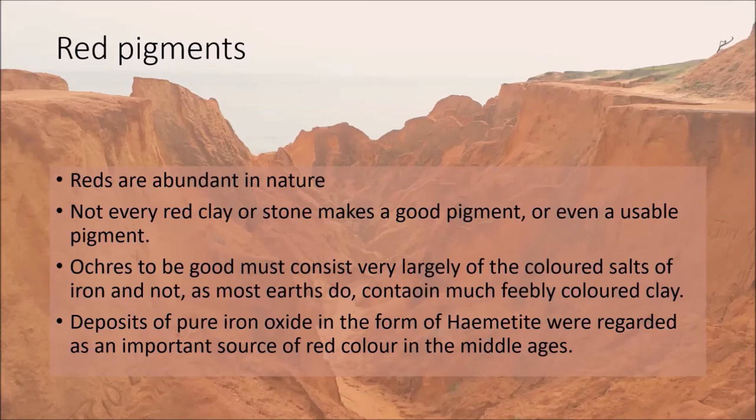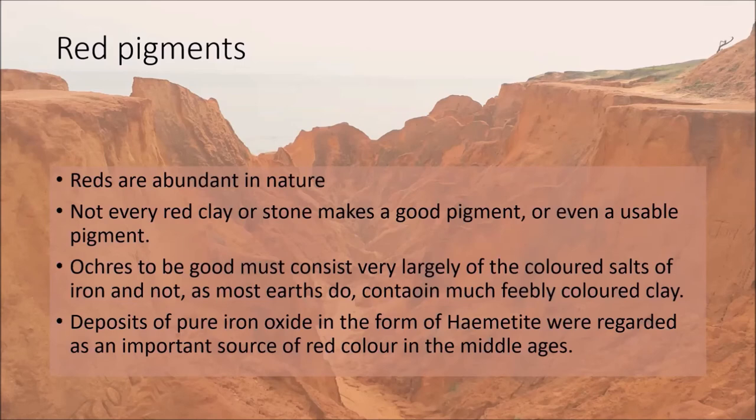So not every red clay or stone makes a good pigment, though they are very abundant. You cannot take any red earth and expect it to be a good pigment for painting. Not every red clay or stone makes a good or even a usable pigment. Ochres, to be good, must consist very largely of the colored salts of iron, and not, as most earths do, contain much feebly colored clay. So it should have more of the iron compound than of the colored clay.